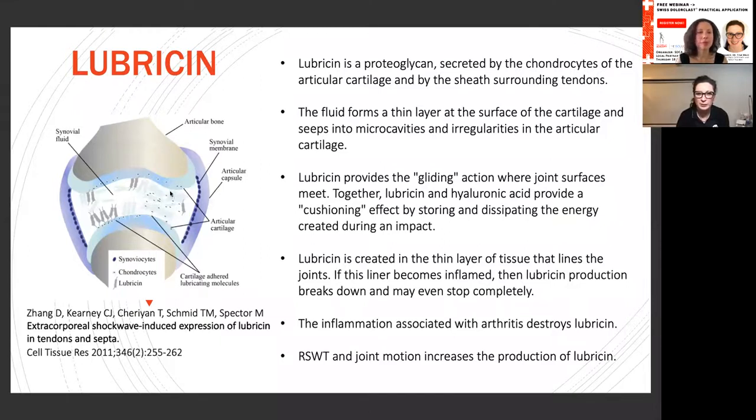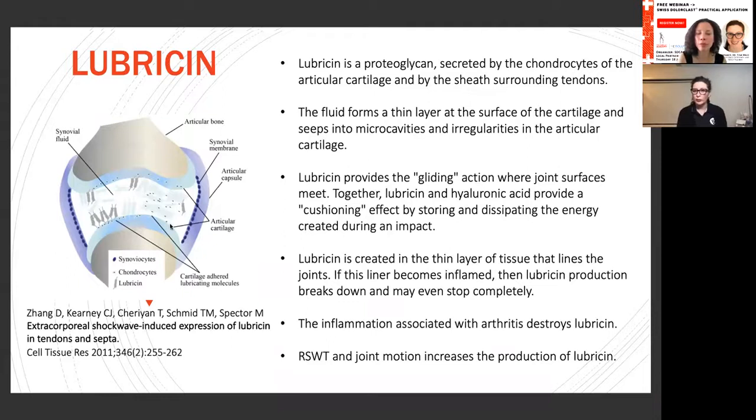If you have a look at this picture, these little grey long bits here are lubricin. And this is our cartilage here that lines the bones. Our synovial fluid sits in the joints. So it is really important that within the synovial membrane of all these joints, we've got all these little lubricin cells that attach there. So if we've got more lubricin, we've got better gliding action where the joint surfaces meet.